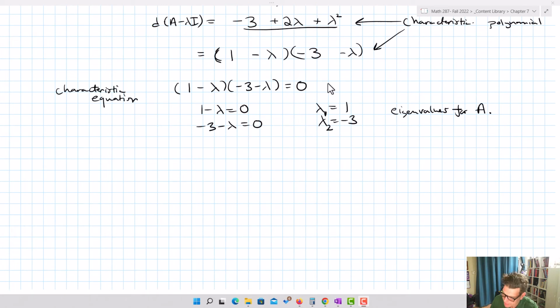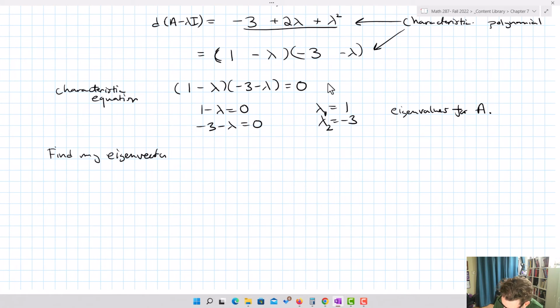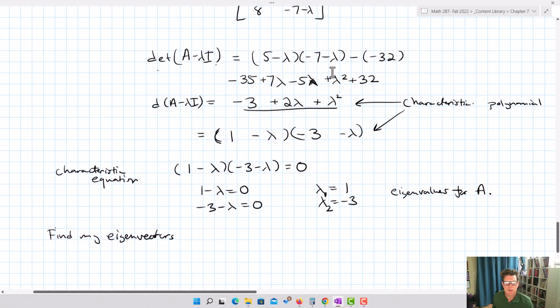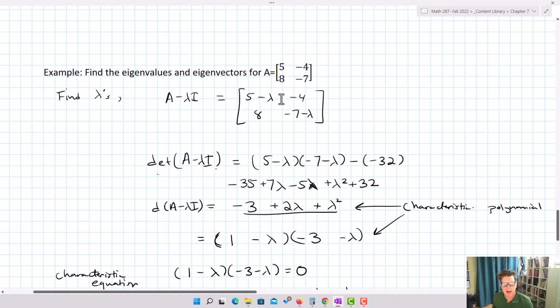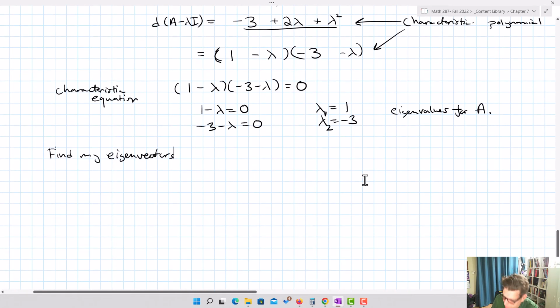Now that I have my eigenvalues, I need to find my eigenvectors. If you remember, the way I find my eigenvectors is by finding the null space of A minus lambda I. This is A minus lambda I right here, but we're going to do that for individual values of lambda: lambda 1 equals 1, and lambda 2 equals -3. So first, we'll find the eigenvectors for lambda 1.